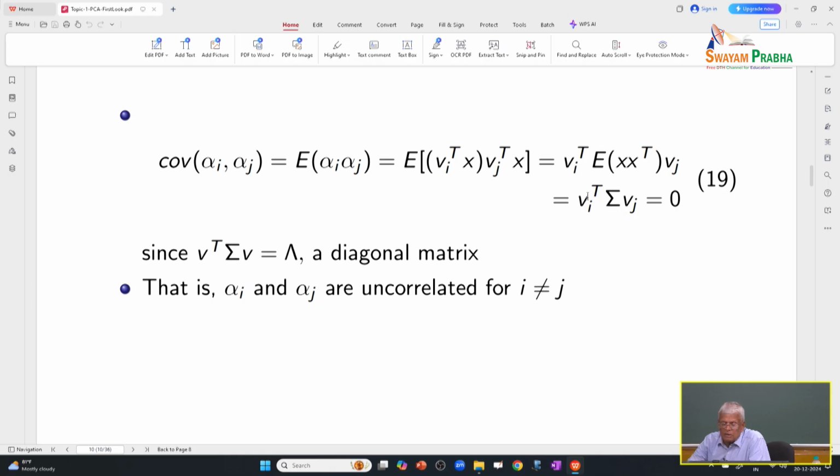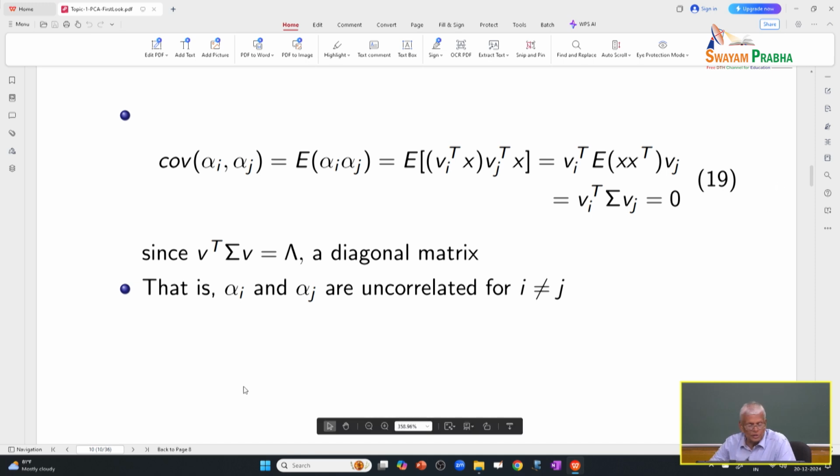If you consider the matrix V, V transpose sigma V is lambda. Lambda is a diagonal matrix. The off-diagonal entries are 0. So if i is not equal to j, this product is 0. That comes from the property of eigendecomposition. So 19 essentially tells you alpha i and alpha j are uncorrelated.